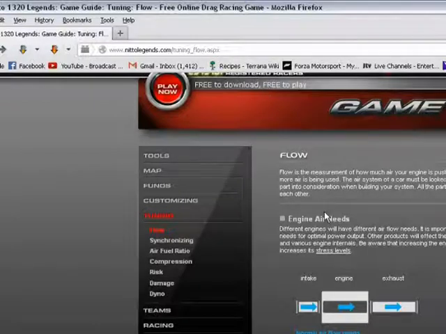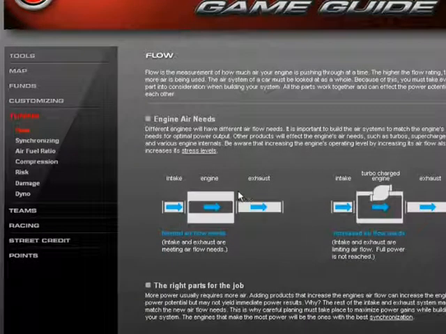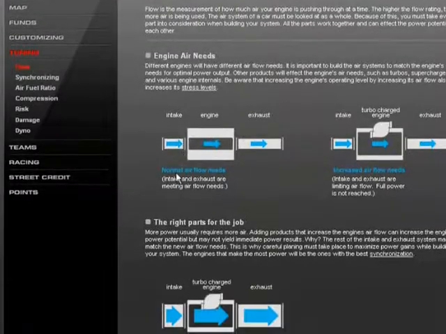So first off, flow. Flow is basically the measurement of air going inside your car, and they have great diagrams. I think everybody should read them, but I'm going to briefly explain what everything is. Air comes in from the intake, through the engine, to the exhaust. This is the basic principle of a car operating at 100%, which is basically no engine damage. It will run forever.